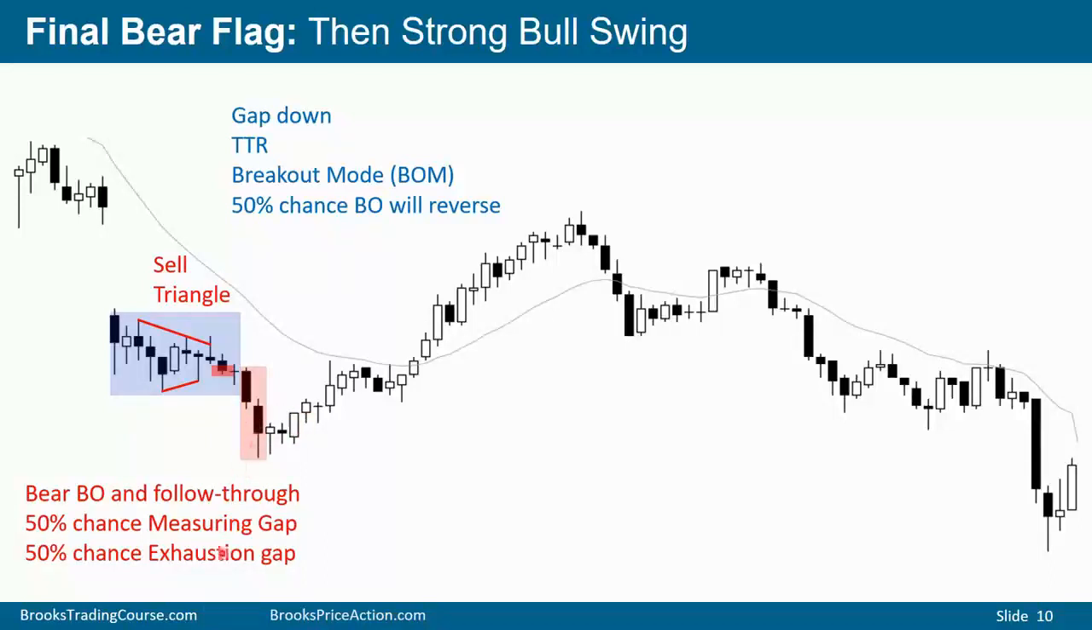This is terrible follow-through. We're breaking out, 50% chance the breakout will fail and reverse up, and this will be an exhaustion gap. 50% chance the bear breakout will succeed and will fall for some kind of a measured move, maybe from this high to this low, and we'll get a gap here.